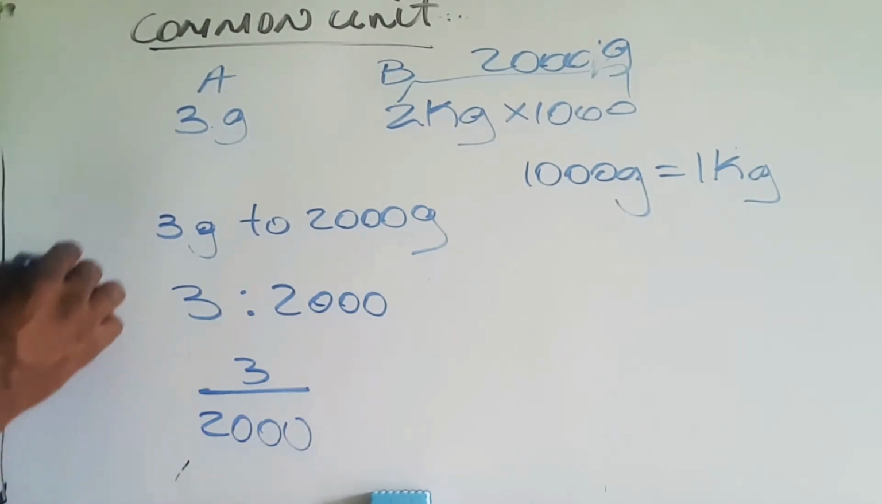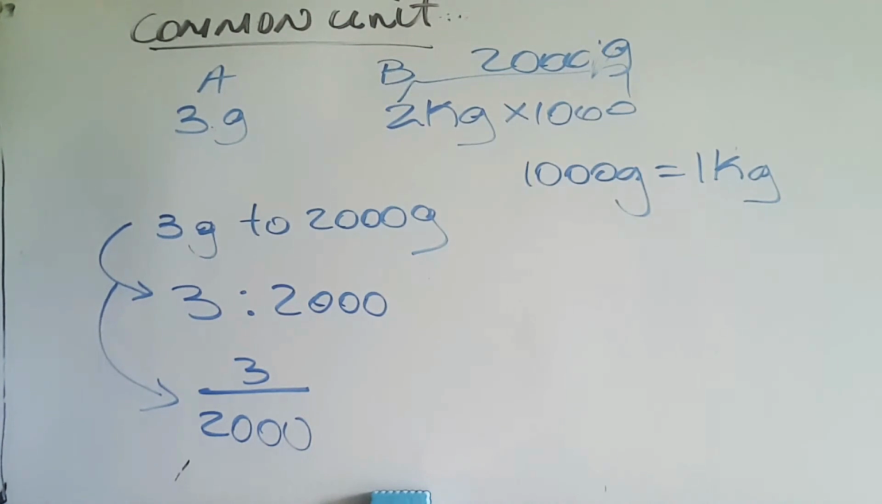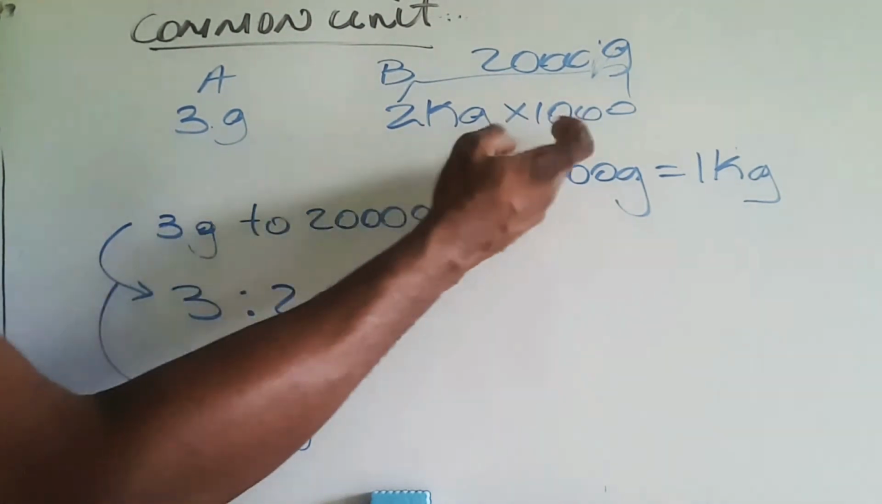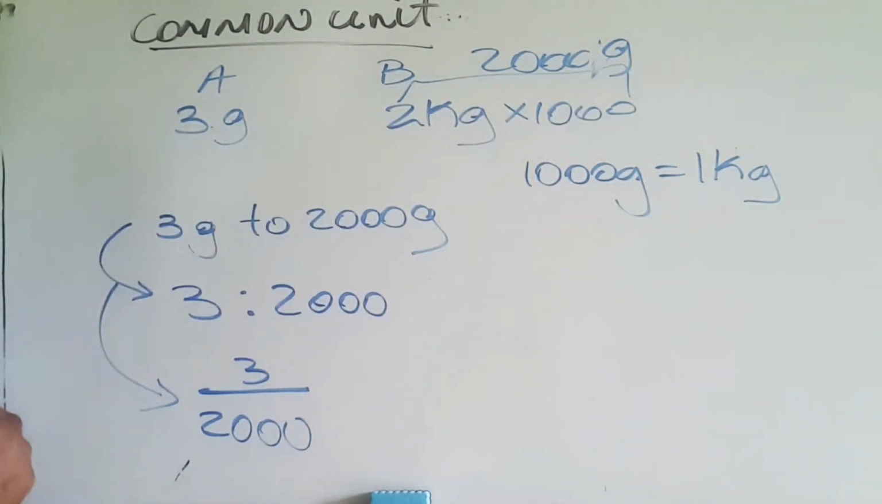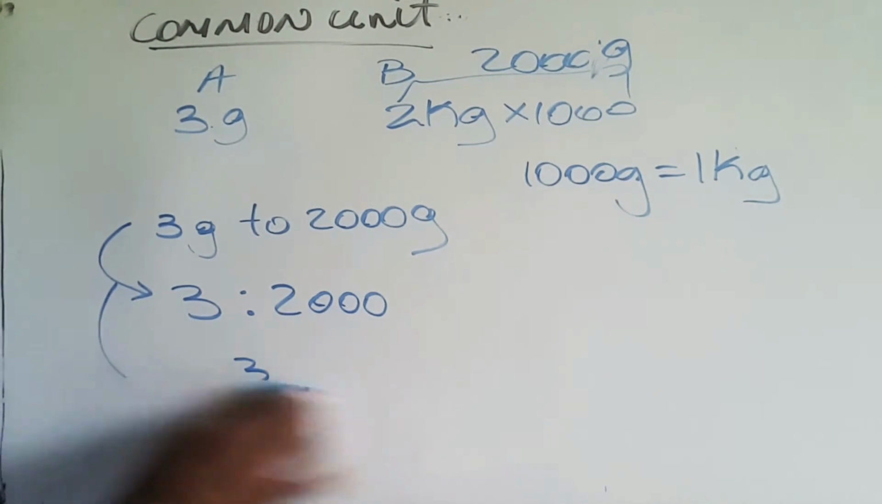So basically we're saying that we could write them in various forms, but when we have them in a common unit. All right? So having a common unit. Let us look at just another little aspect of ratio.